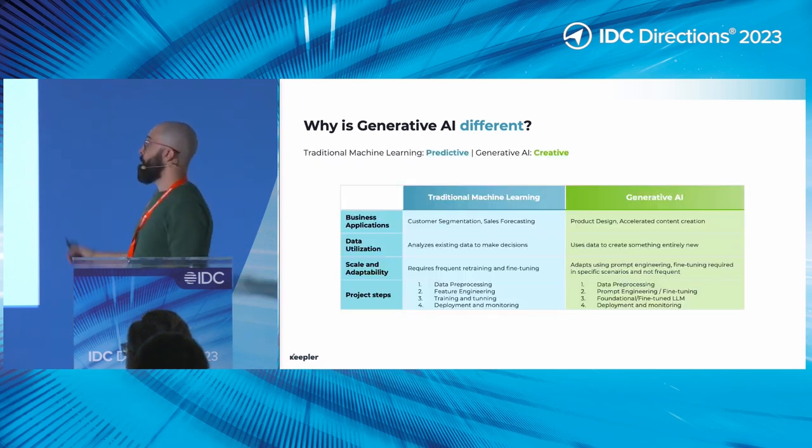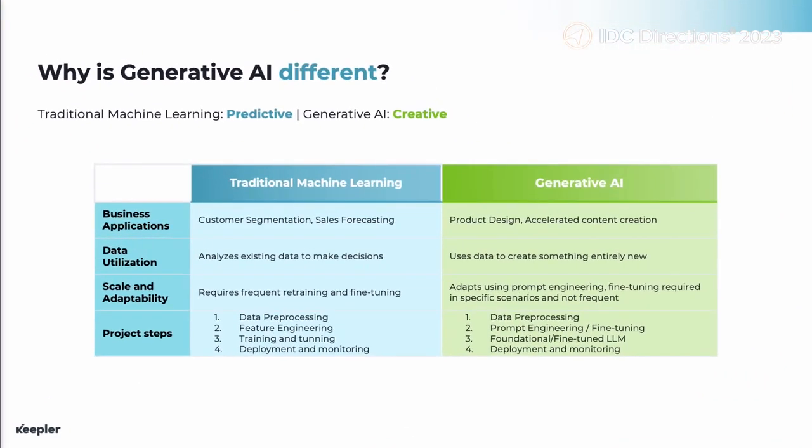Now, that means that since they have different strengths and objectives, generative AI is not replacing traditional AI, traditional machine learning, or well, AI. That is applied to different areas and with different techniques and technologies.